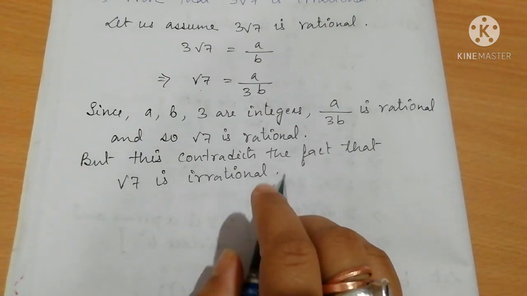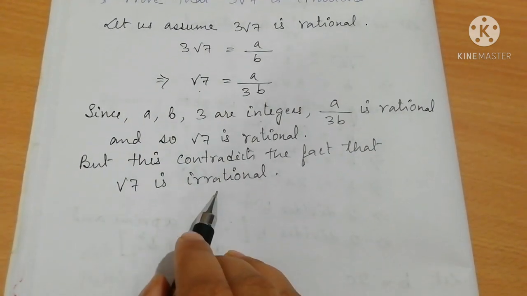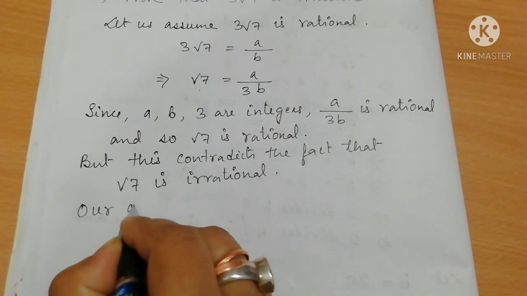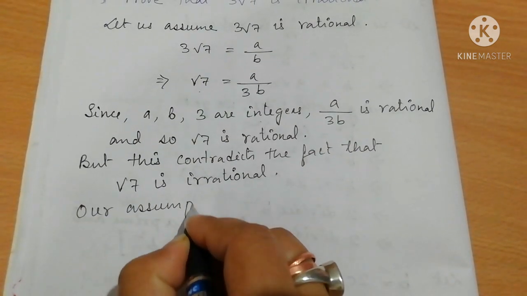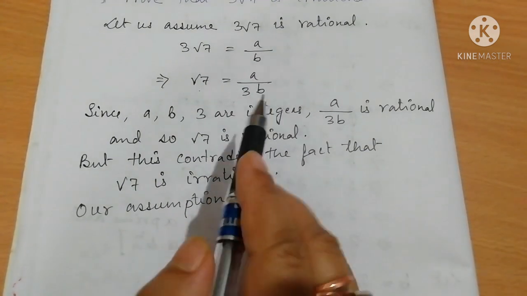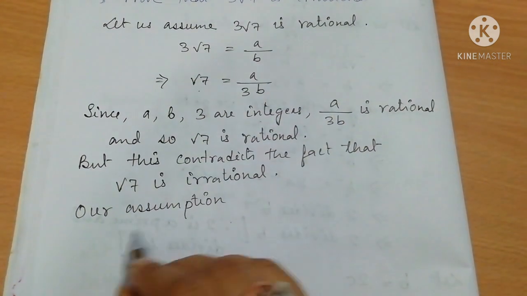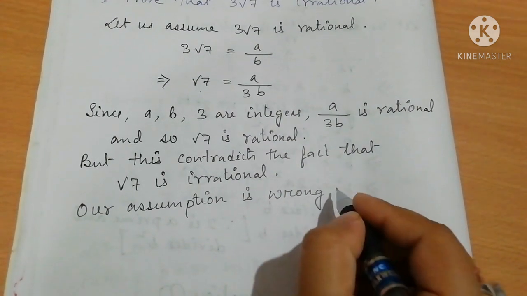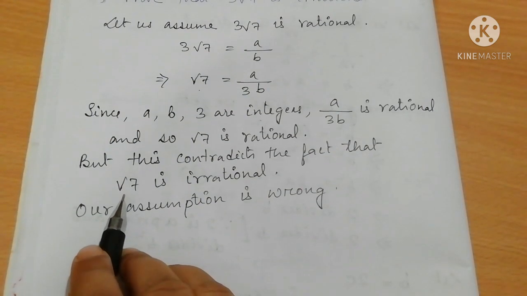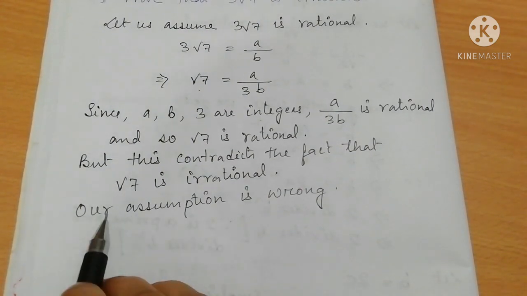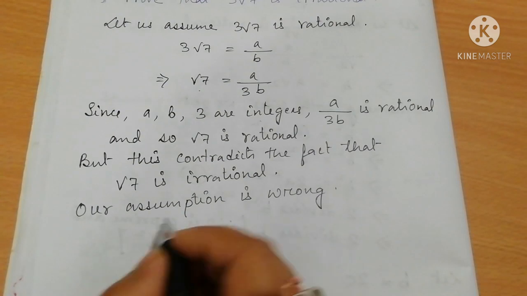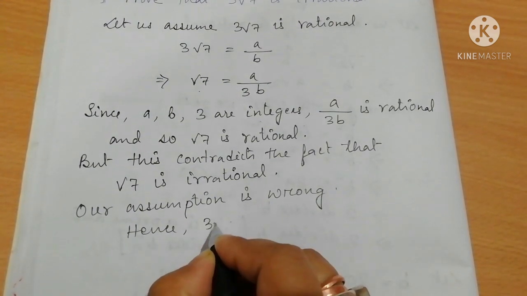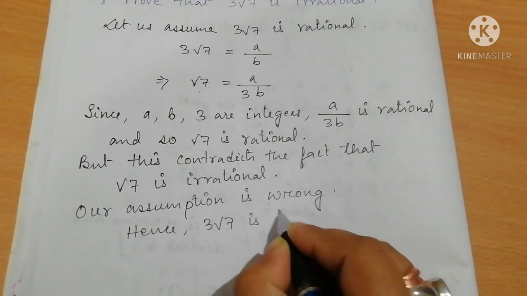But this contradicts the fact that root 7 is irrational. So our assumption that this 3 root 7 is rational is wrong. Why wrong? Because we got that root 7 should be irrational. So our assumption is wrong. Hence, 3 root 7 is irrational.